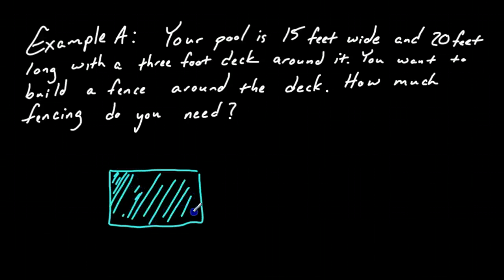All right. Well, here's your pool. It's like we said, 15 feet long. I'm sorry, 15 feet wide and 20 feet long. Let's abbreviate those in there. And it's got a 3-foot deck around it. All right, so you've basically got this quick little deck all the way around the outside of it. Let's just jot that down real quick.